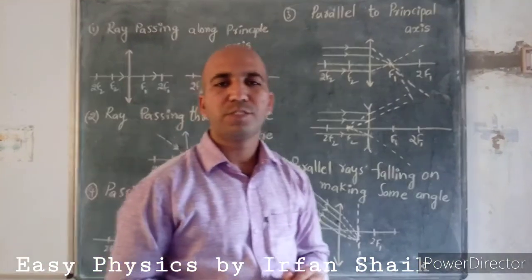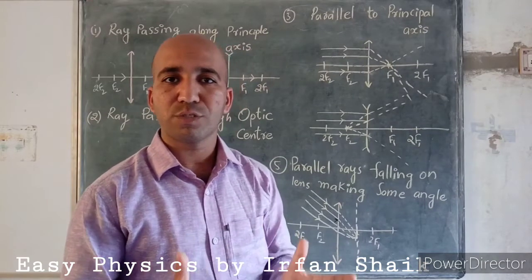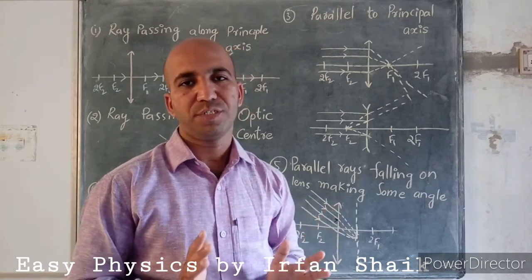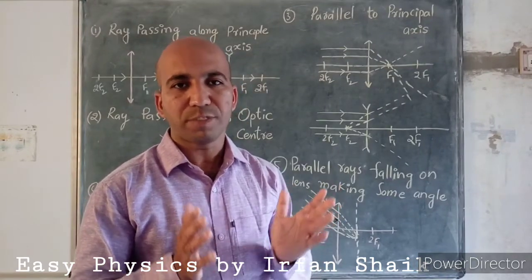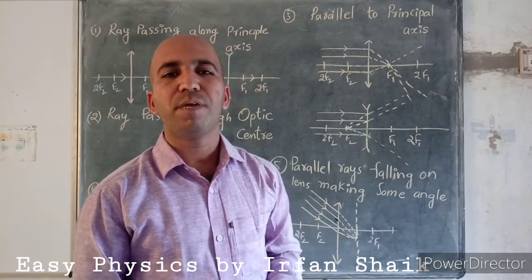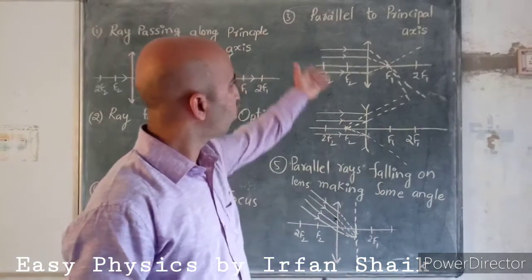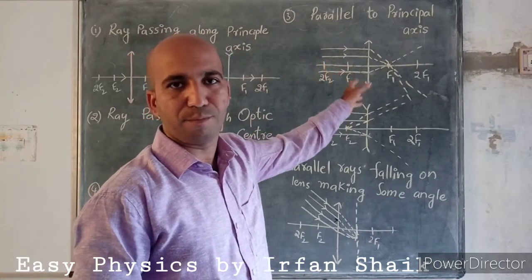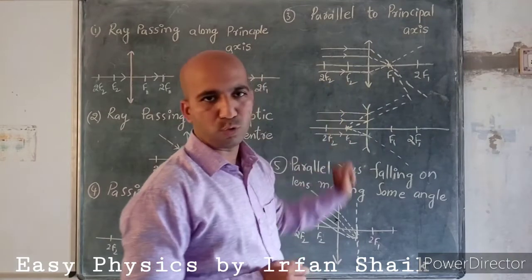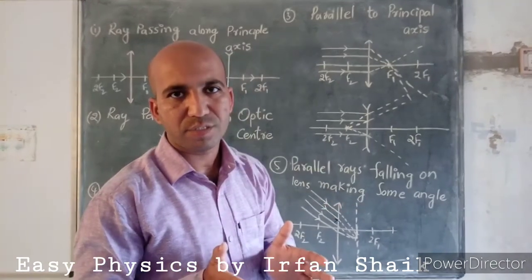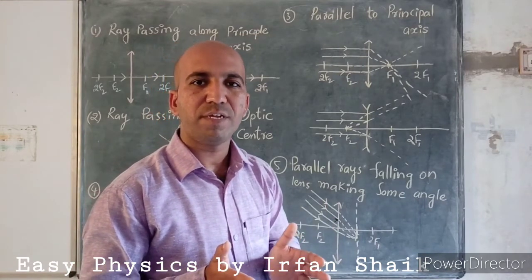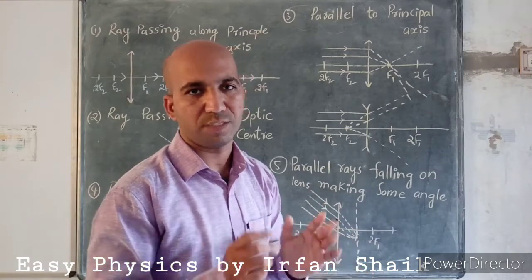Now let us go to the third case. When a light ray is passing parallel to the principal axis, what happens when a beam of light rays passes parallel to the principal axis? Either it may be a biconvex lens or a biconcave lens. So here I have given ray diagrams for both of them. The first diagram shows a beam of light rays passing parallel to the principal axis and traveling through the biconvex lens.